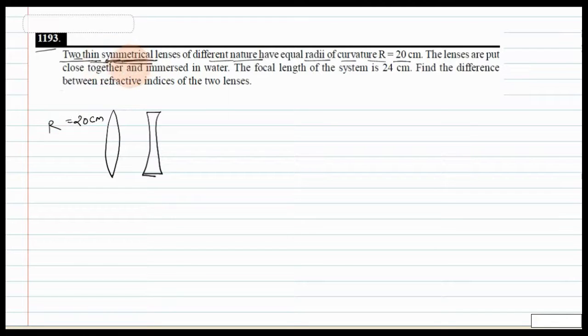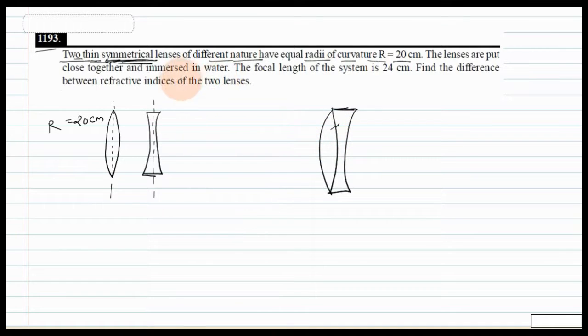Because they are symmetrical lenses, they should be biconcave and biconvex, equiconcave or equiconvex, and the radii are given as 20 centimeter. Now the lenses are put close together and immersed in water. When these are put close together, the system will behave like this. This is the convex lens and this will be the concave lens. The radii of curvature of these surfaces are exactly matching, so there will be no gap between them.